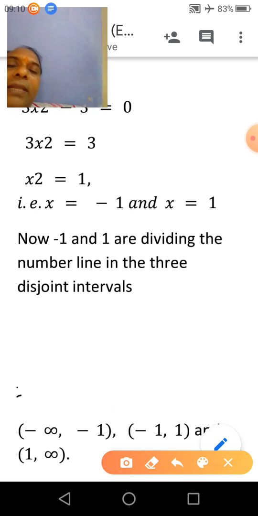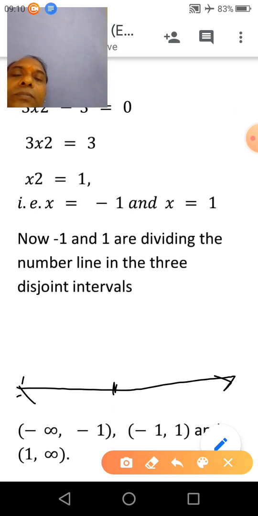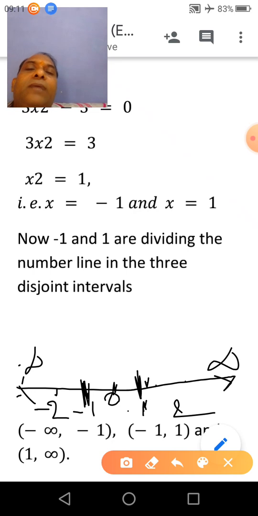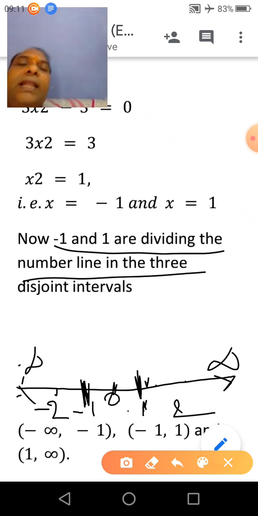So here is the number line: minus 1, minus 2, up to minus infinity, and 1, 2, up to infinity, and 0. Clear? So the values of x are minus 1 and 1. Minus 1 is here and 1 is here. So minus 1 and 1 are dividing the number line into 3 disjoint intervals.